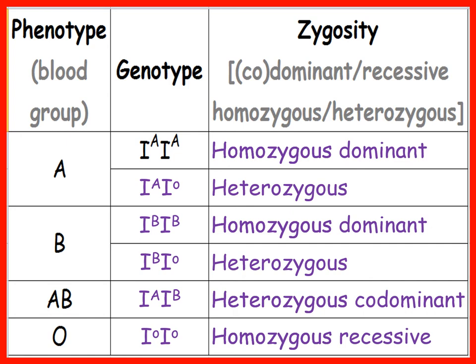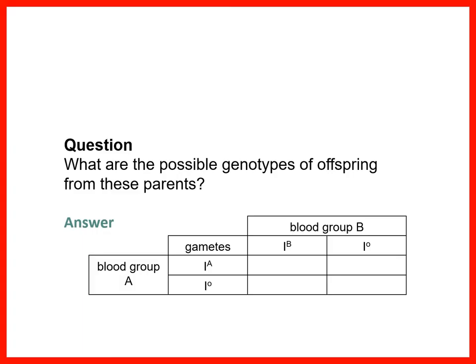We could then use this information for Punnett squares of blood types. So in this case, we're doing Punnett squares with multiple alleles. So what are the possible genotypes of offspring from these parents? We've got blood group A and blood group B. The blood group A is heterozygous expressing blood group A, and the blood group B is also heterozygous expressing blood group B. So we've got IAIO and IBIO.